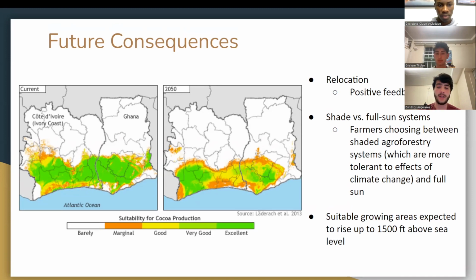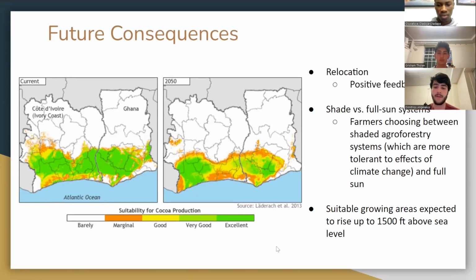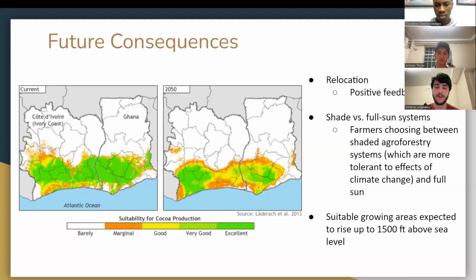And this relocation causes a positive feedback loop of climate change because as people relocate because of climate change, they have to cut down trees and cause deforestation that will eventually lead to more climate change in the future, which will harm them.